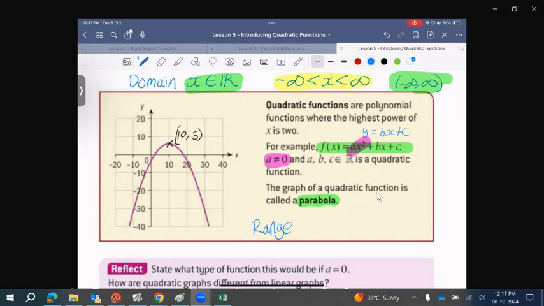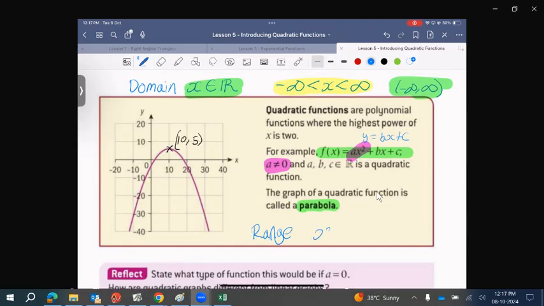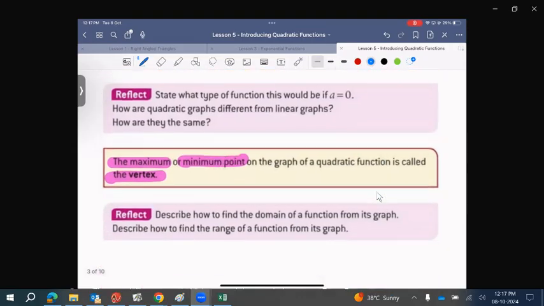So the easiest way of doing that one would be to say that the y values are less than or equal to 5. And this would be our range. You can do it from negative infinity up to and including 5, like this, if you wish. All right.